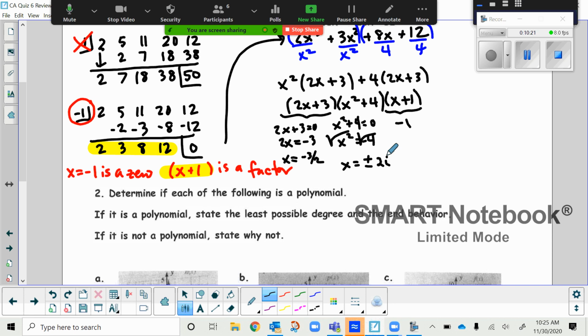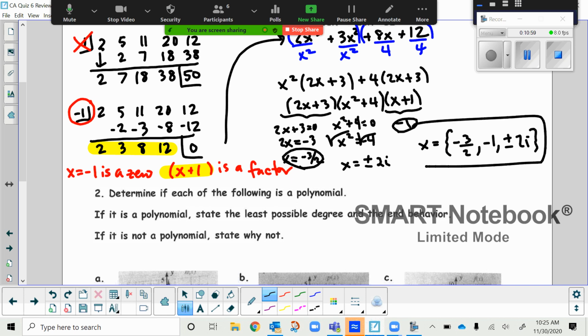All right, so these are my final solutions. I have -3/2, that was from here. I have -1 from before, and then plus or minus 2i. How many solutions is that altogether? Kind of. The 2i looks like it's only one thing, but it's a plus and a minus. Yeah, so that's actually 2. So there's really 4 altogether, which is what we were looking for. We talked about that at the beginning of the problem.